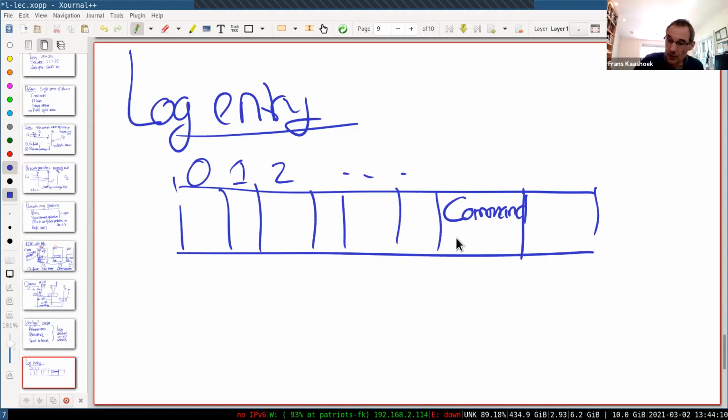And the second thing that's in there is a term. And this is basically the leader's term.